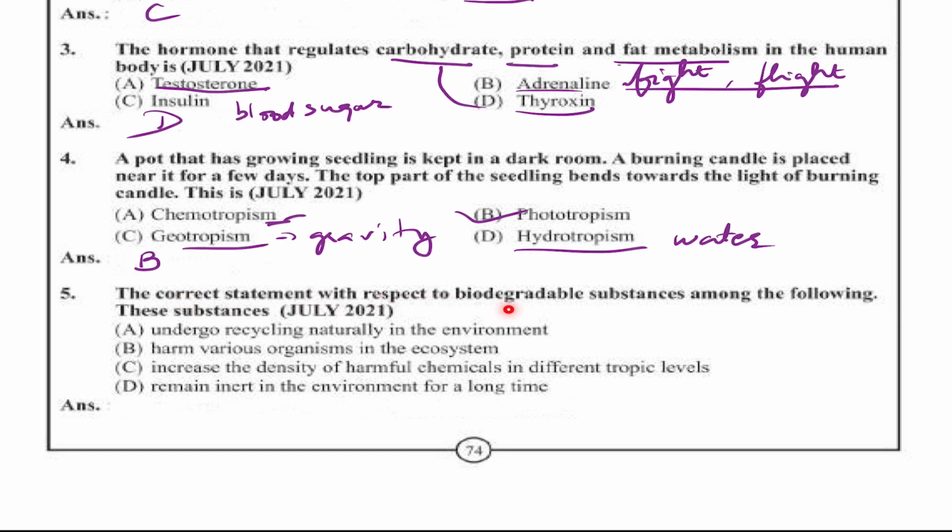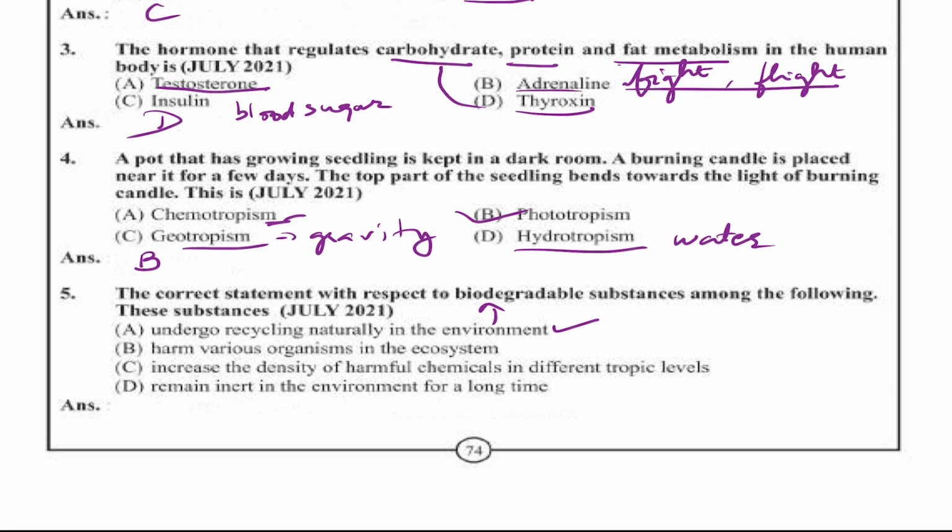The correct statement with respect to biodegradable substances among the following is. There are four statements given, three incorrect and one correct. We have to identify the correct statement. They undergo recycling naturally in the environment. Yes, that is why they are called biodegradable substances. So we feel the correct option is A.